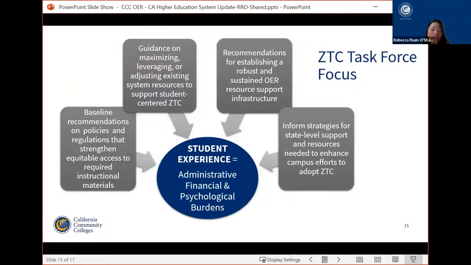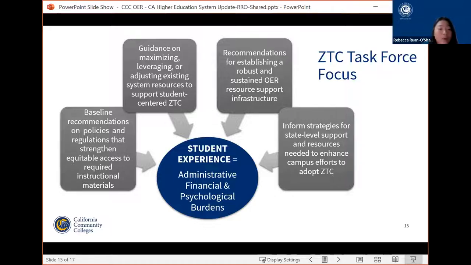Next slide, please. And we are also assembling a cross-functional task force to really focus on ZTC strategies. These four boxes with arrows are the four goals of the task force, right? As you can see, we have learned over and over again, people don't do optional. So what does it look like for us to have recommendations to think about policies and regulations that can really strengthen our students' equitable access to required instructional materials?